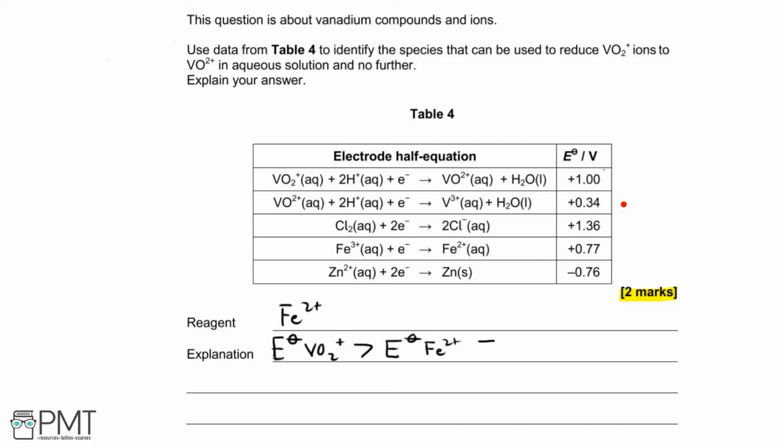However, because the electrode potential of our 2+ vanadium ion is even lower than that, it is not able to reduce the second vanadium ion, so therefore it is the correct answer. So we would have 1 mark for this reagent and 1 mark for this explanation.